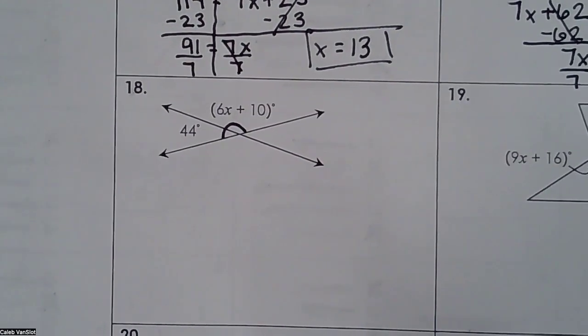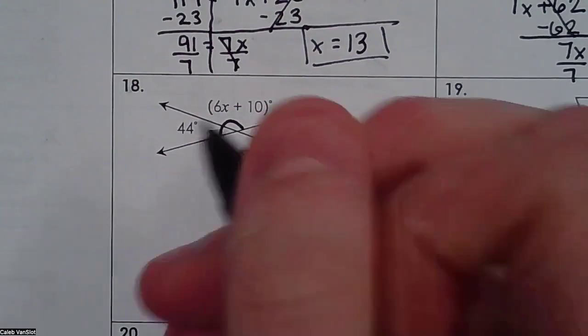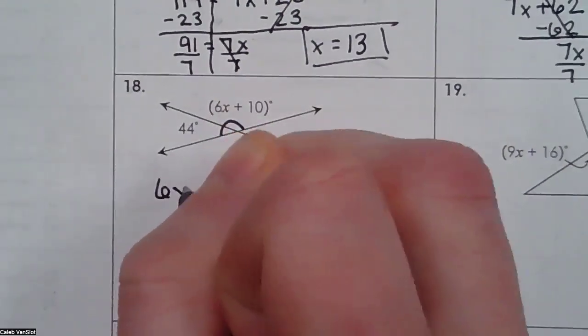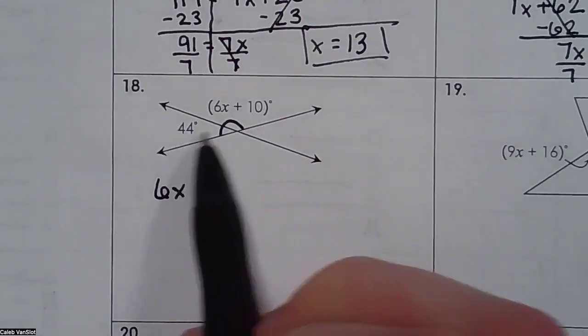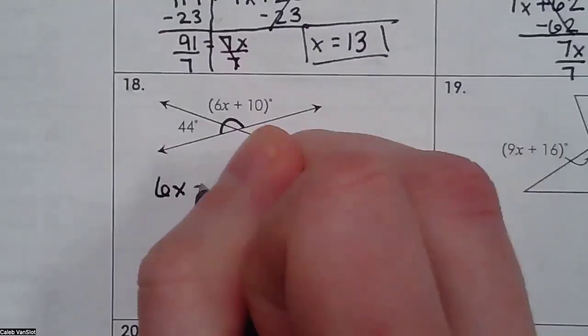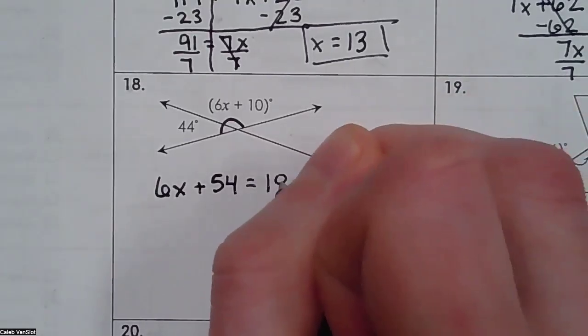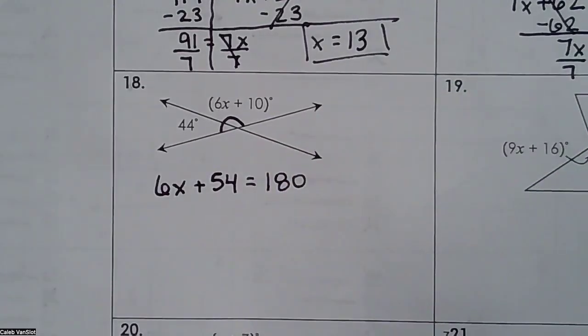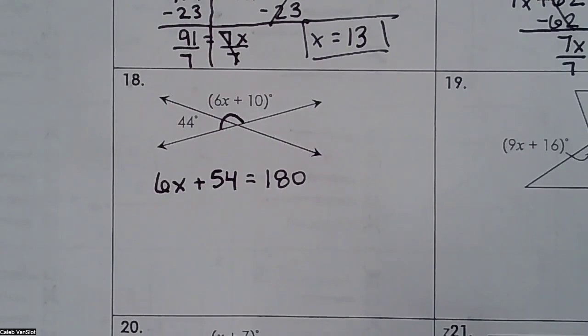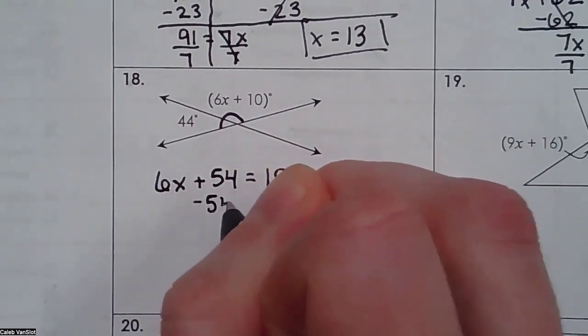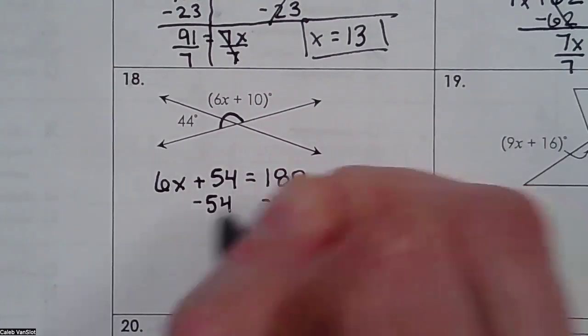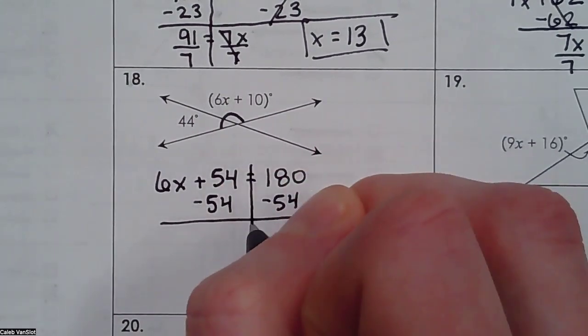So let's add these together and let's just combine like terms. Okay, so I've got 6x. There's nothing else to add to that. What's 44 plus 10? 54. And it adds up to 180. Okay, so let's work through this. We're going to subtract 54. Whatever I do to one side, I have to do the other, right?